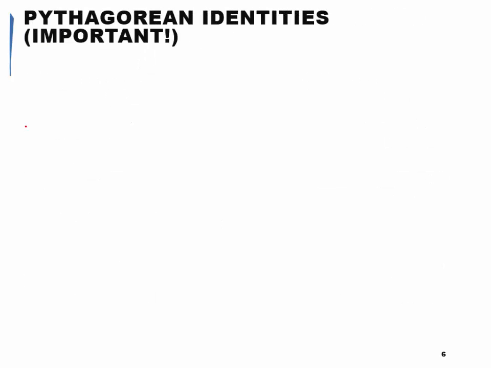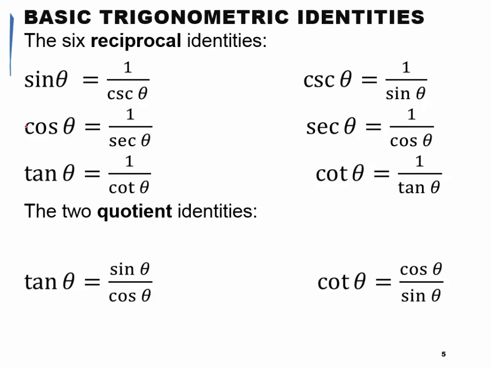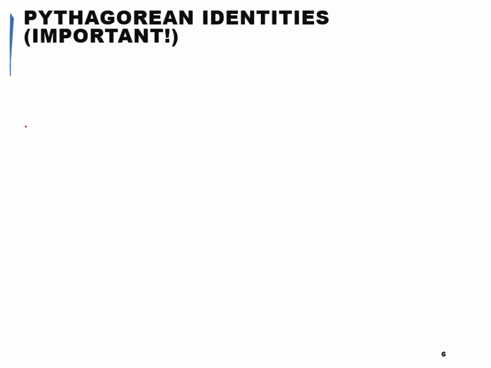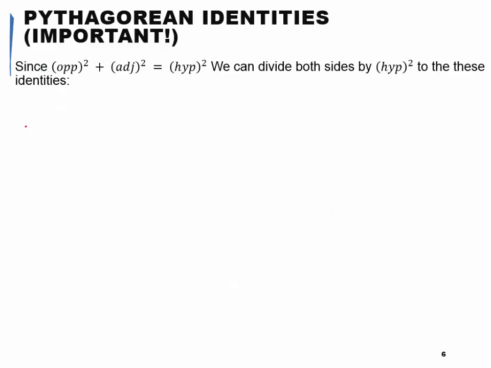Let's move on to the Pythagorean identity. Okay, these ones are pretty standard. They are just the flipped version of every single one. The Pythagorean identity states that we have an equation for a right triangle. Right triangle is a squared plus b squared equals c squared. Right? That's Pythagorean's theorem. That is opposite squared plus adjacent squared equals hypotenuse squared.